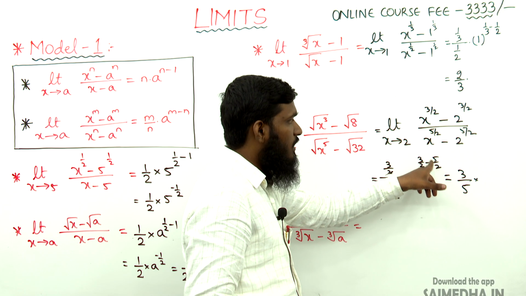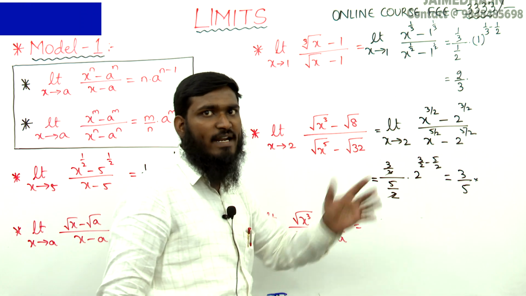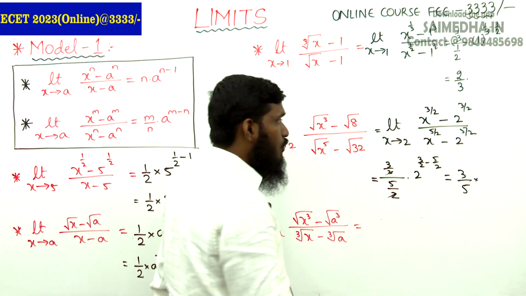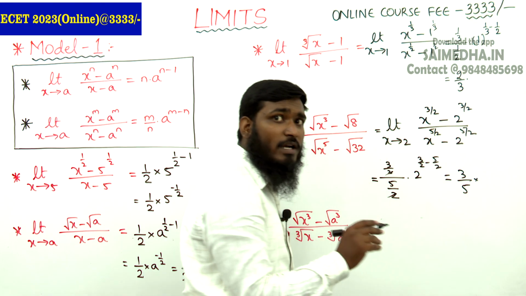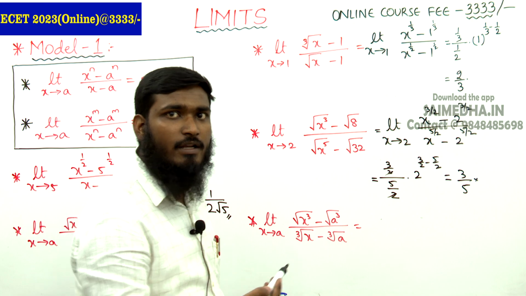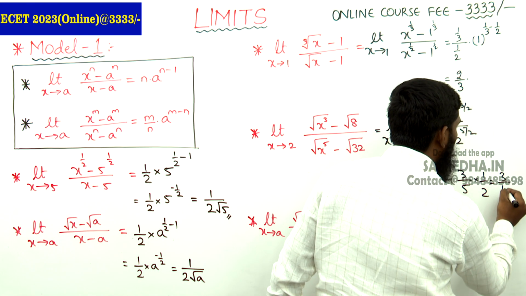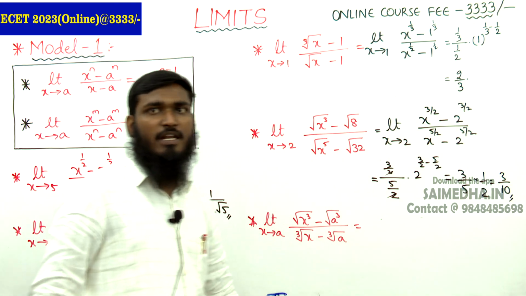3 by 2 minus 5 by 2 equals minus 2 by 2. 2 gets cancelled. Minus 1 we have in the power, so 2 power minus 1. If you want to remove the minus sign from the power, we have to write it in the denominator, so we write this part as 1 by 2, which equals 3 by 10. Okay, 3 by 10.